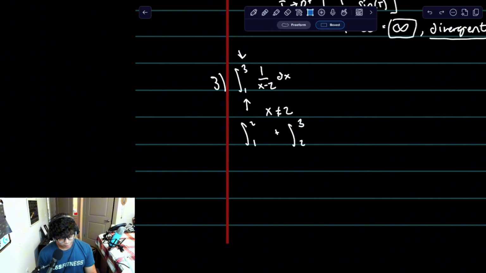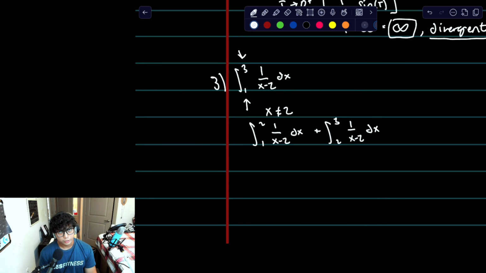So I guess if you're having a hard time seeing how that works, you could just put it like this and notice that it's going from 1 to 2 and then 2 to 3. But anyways, let's just see how that looks when we actually put it in integral form. And there we go, we split the integral.